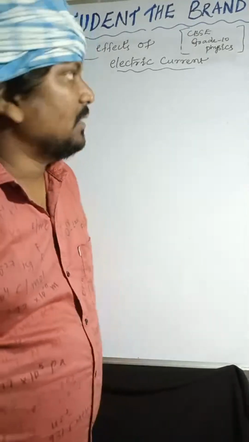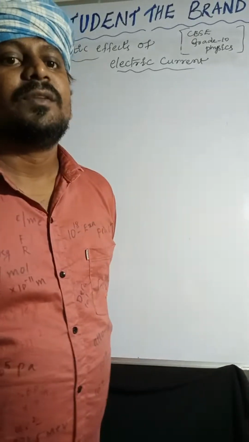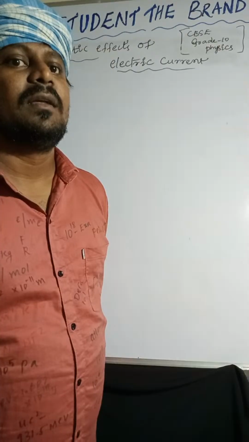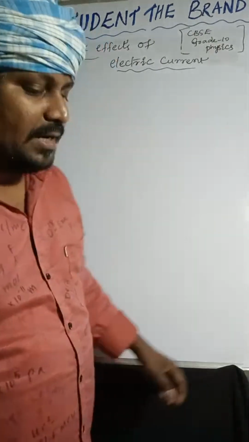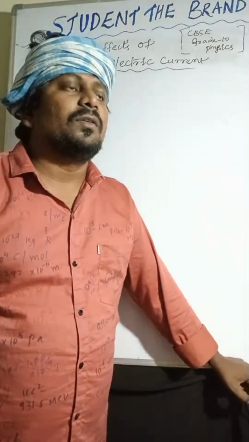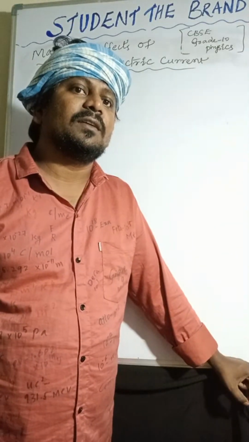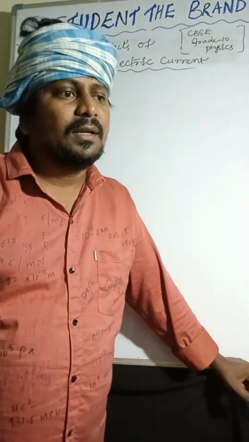In this live class, we will discuss completely the magnetic effects of electric current: if current is passing through a conductor, how it will behave, and how the field will be produced around it.